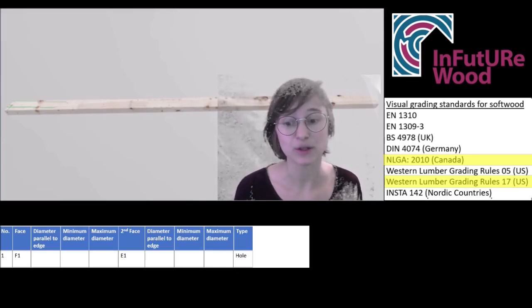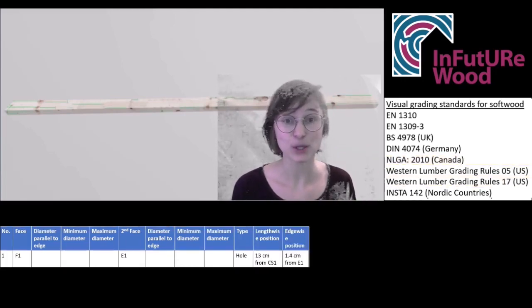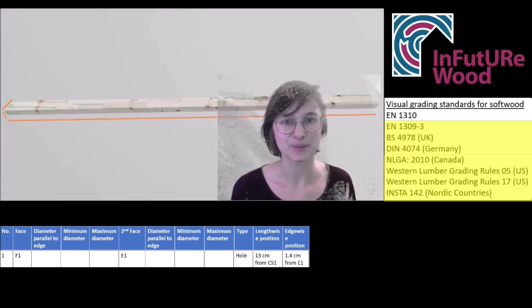And we would be able to determine, for example, the worst meter within the beam. And then we also need the length, width and thickness of the piece to determine the knot diameter as a percentage of the surface where it is located.